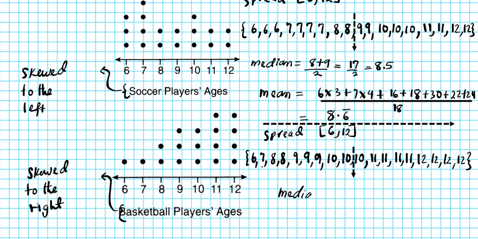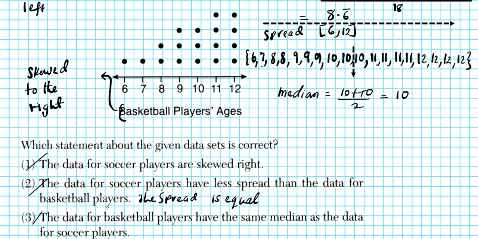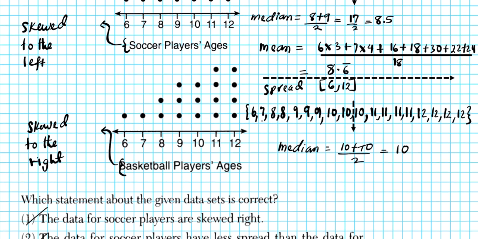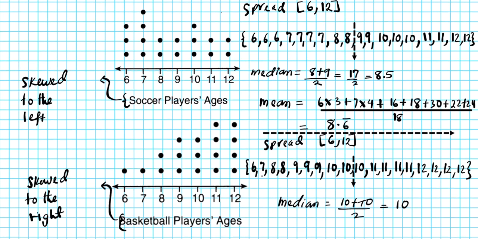is going to be 10 plus 10 over 2, which is 10. So you see how it's skewed to the right? The median is in the direction of the skew. It's kind of to the right more than this one. Okay? So that's why it was easy for us to eliminate option 3, which indicated that the median of both data sets were equal. That's not possible because of the differences in their skew.